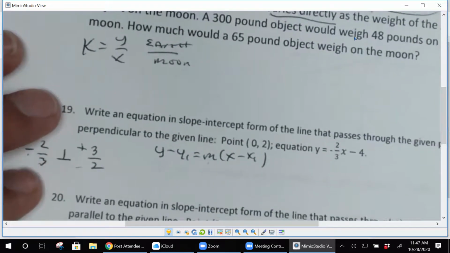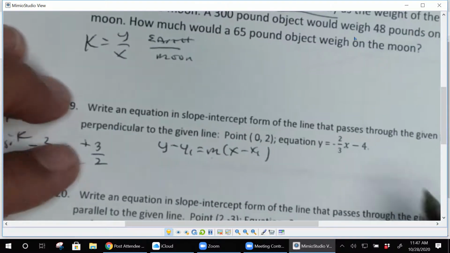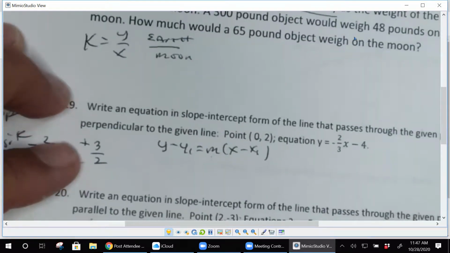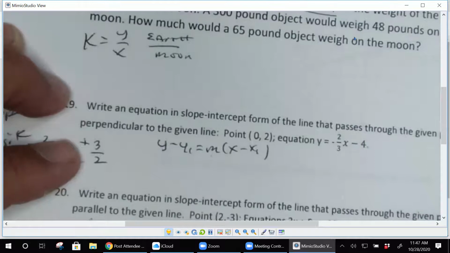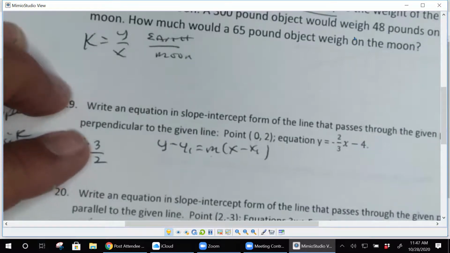And if it's parallel, they want you to make it parallel. Then you have to come up and use this right here to get it in slope intercept form. Remember, they want an equation that's parallel, so you're going to have to use this slope in here, and then use that point. The point they gave you, 2, -3, is your x1, y1.